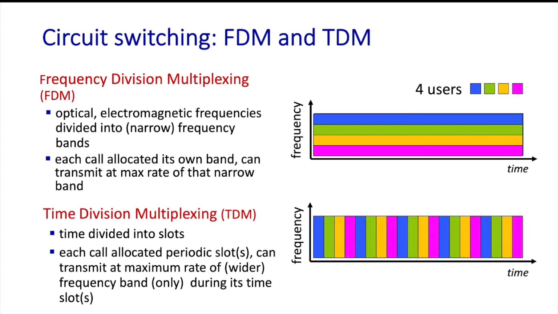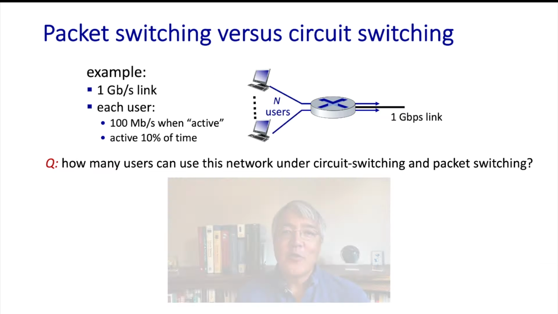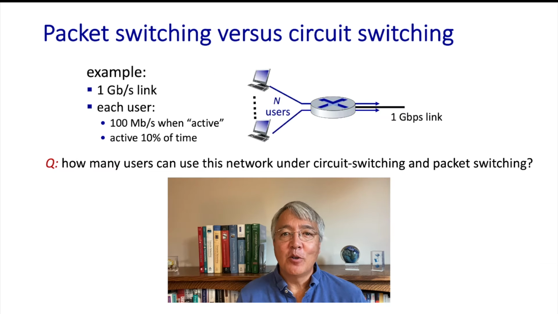A source can transmit only during its allocated time slots, but can do so at the higher maximum rate of that wider frequency band. So now that we've been introduced to the notion of both circuit switching and packet switching, let's take a look at a numerical example to look at the numbers of users that are supportable in a specific networking scenario. Here's a scenario we want to look at.